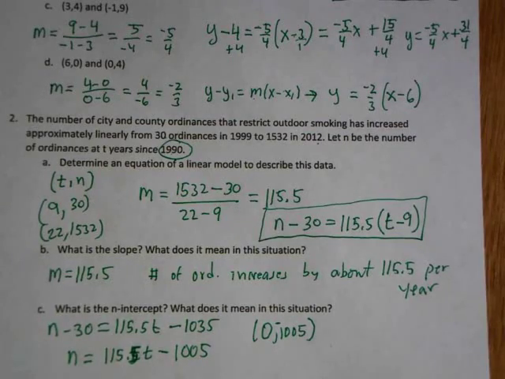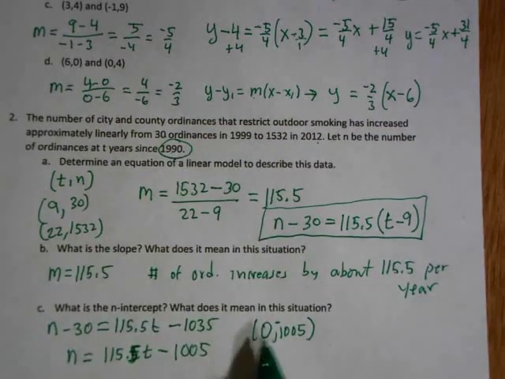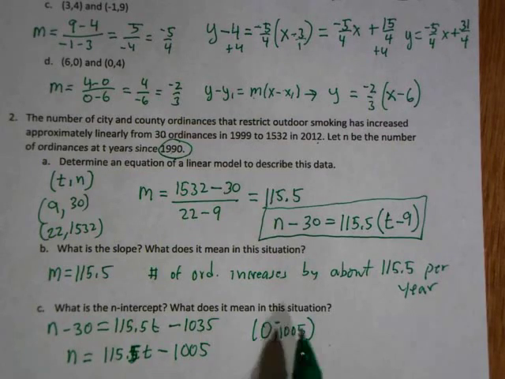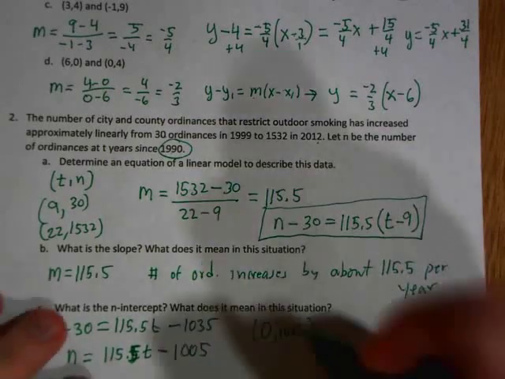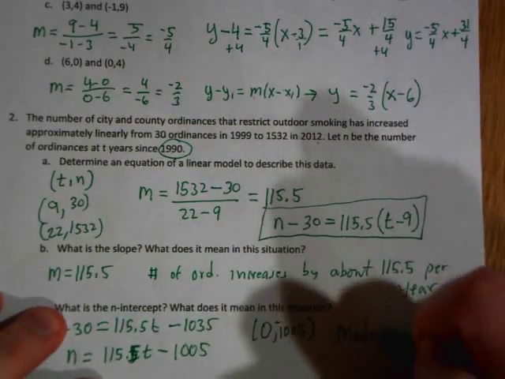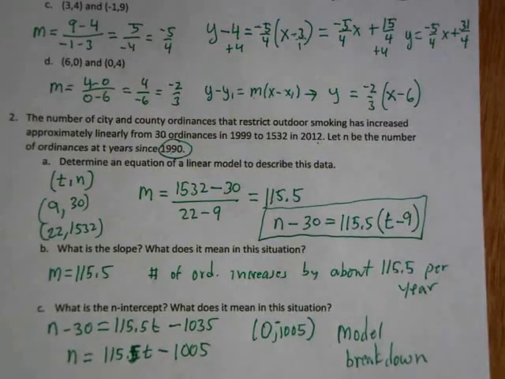What does it mean in this situation? So notice this is a difference. In our last problem, when we started at 1999, our n-intercept was 0, 30, and it had a meaning. In this case, it doesn't have a meaning. Because what this would say is in year 0, the number of ordinances is negative 1,005. You can't have a negative number of ordinances. So we get an answer, but our answer doesn't make sense for the word problem, and we have a term for that. This is called model breakdown. And that happens sometimes. Sometimes you get an answer that simply doesn't make sense.